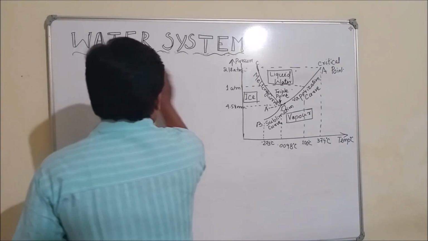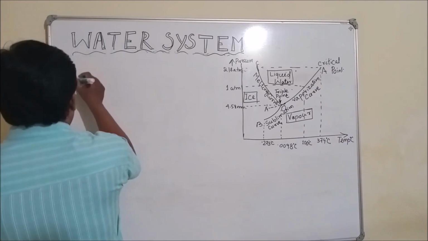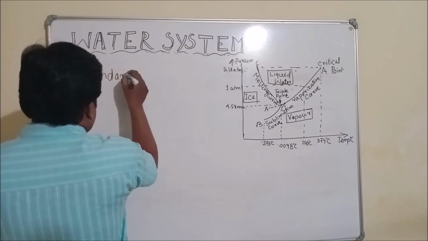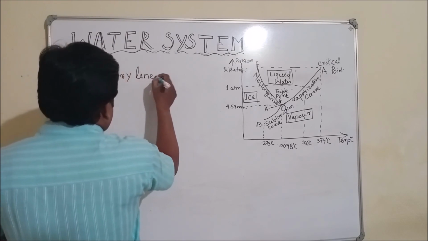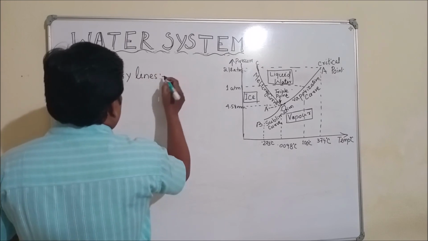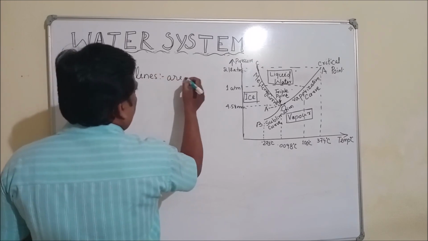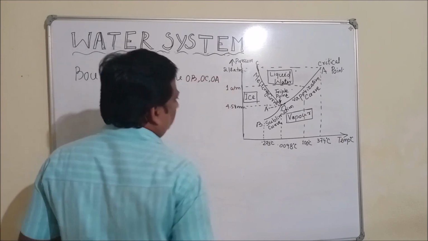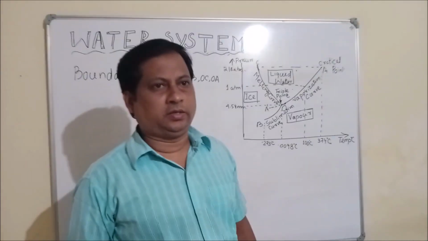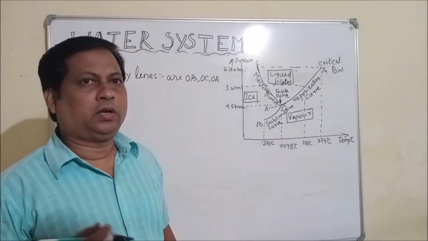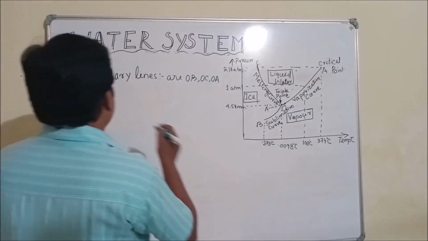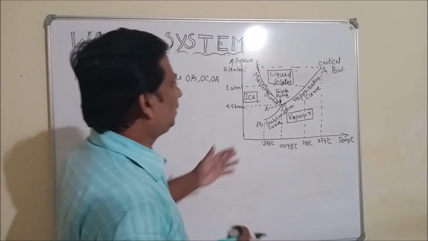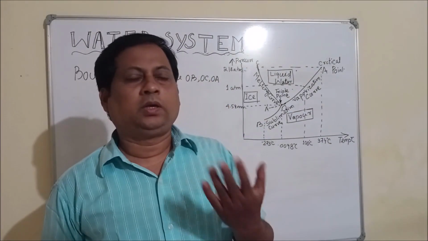So the boundary lines are OB, OC and OA. There are three boundary lines: OB, OC and OA. What do OB, OC and OA represent? They represent the equilibrium phases.